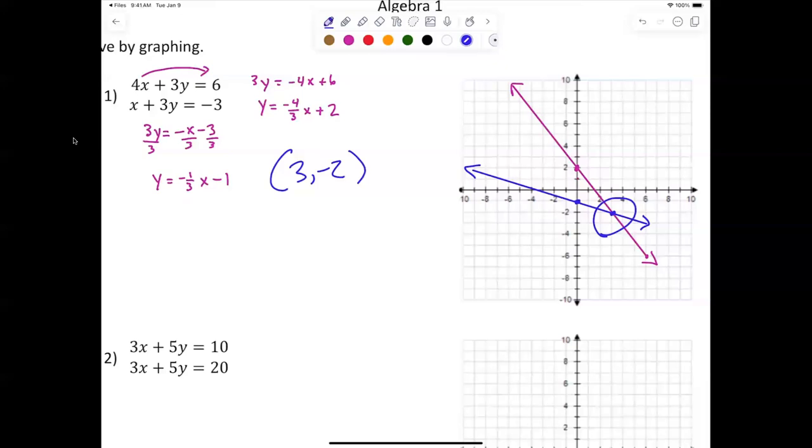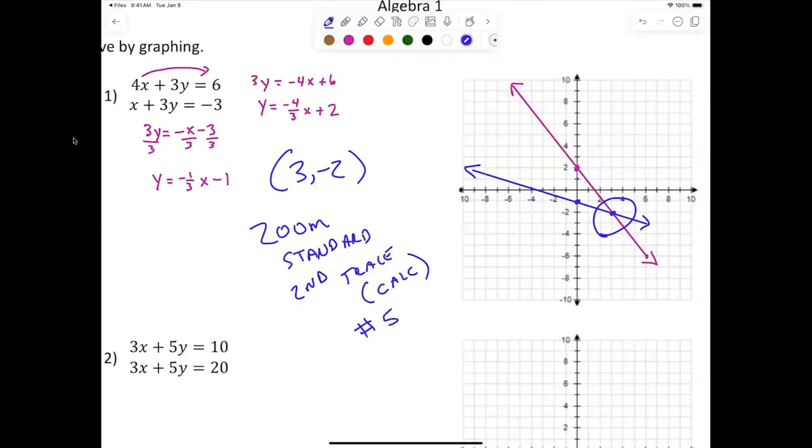Then you hit graph. Right now, if you're having trouble with your calculator, remember, zoom standard. And then you hit the second, and then the trace button, which is the calc button. And then number, which one? 5 is intersect. Do we agree with that? And then hit enter 3 times. And it should tell you that answer. Does it say 3, -2?